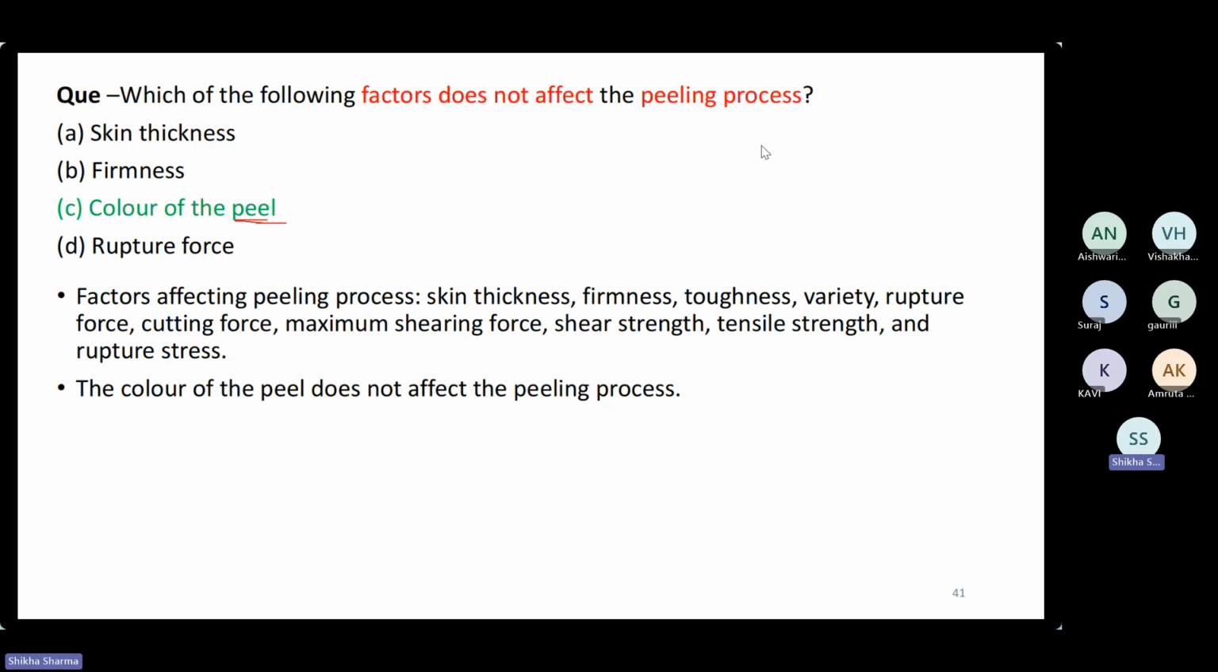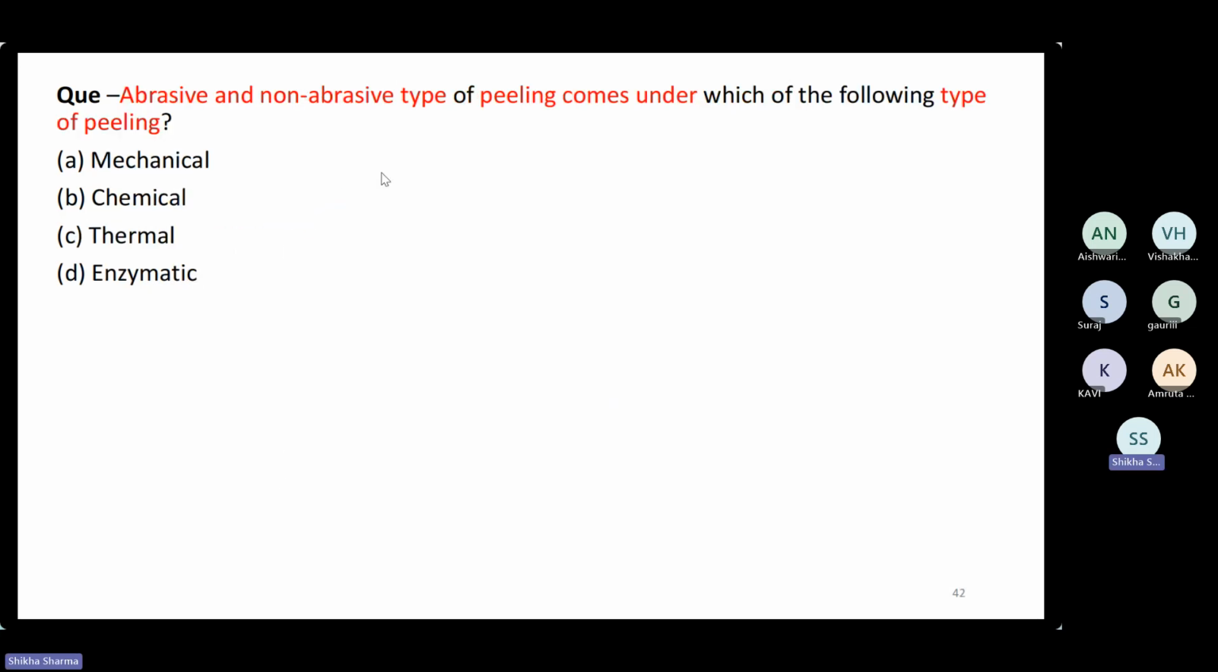So we have the factors which affect the peeling process like skin thickness, firmness, toughness, variety, rupture force, cutting force, maximum shearing force, shear strength, tensile strength, and rupture strength, but not the color of the peel. So this is the correct answer. Let's see the next question.